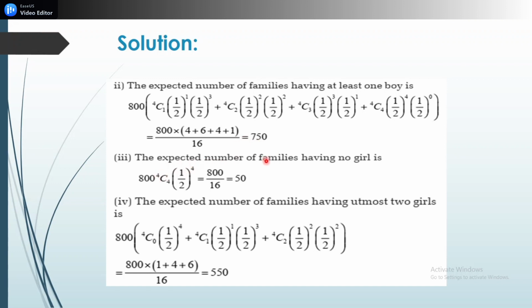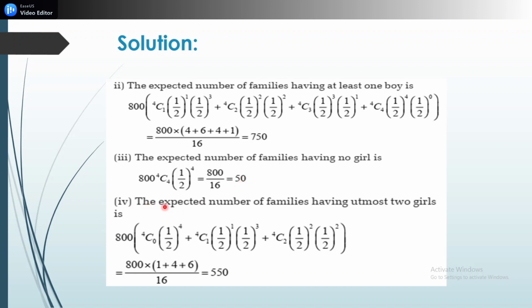The expected number of families having no girls: you will get 800 times the probability of having four boys. When you have 4 boys, there is no girl in the family, because we consider 4 children in one family. It's the reason why we use this property, and then 50 families are expected to have no girl.